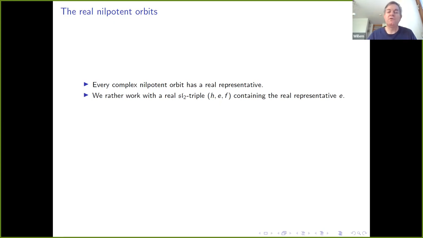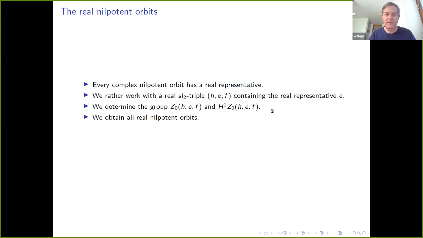Now, instead of just working with a real representative, we work with a real SL2 triple. And we take the centralizer of this SL2 triple. So that's the elements that centralize, or stabilize, all three of these elements, and the corresponding H1. And then we obtain all real nilpotent orbits. And I'm not going to show you the table. It's basically you take what you do.